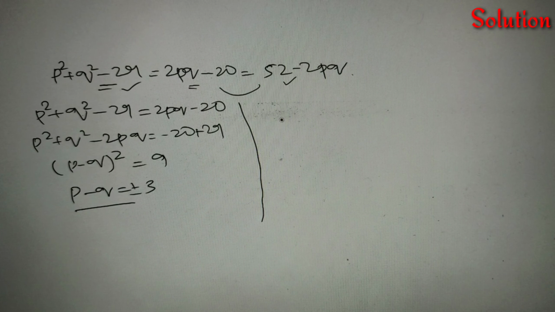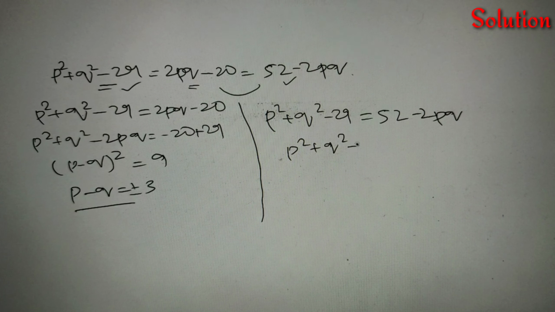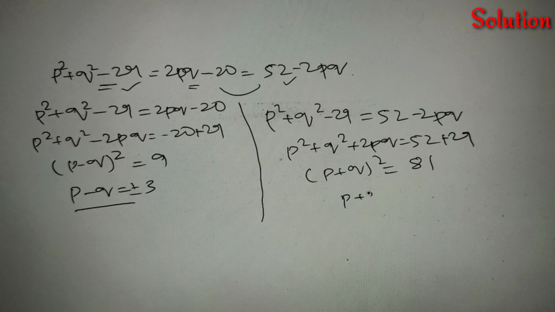Now solving the second equation, we have p square plus q square minus 29 is equal to 52 minus 2pq. Now again doing the same, p square plus q square plus 2pq is equal to 52 plus 29. Now this is p plus q whole square, and 52 plus 29 is nothing but 81. So again p plus q is equal to plus minus 9. So again we have 2 values of p plus q, that is 9 and another minus 9.